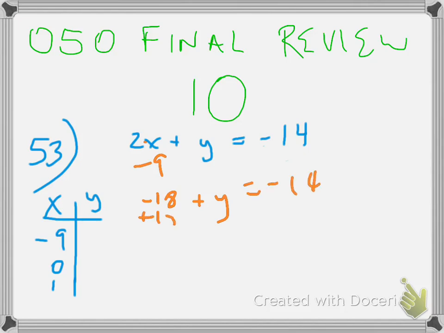Get the y's alone by doing the opposite. And if it's -18, just add 18. So y is equal to 4. There's the first answer. Excellent.